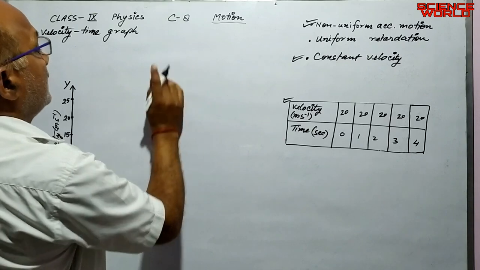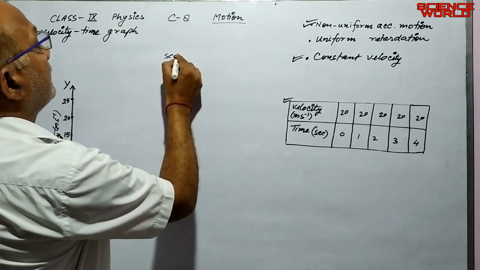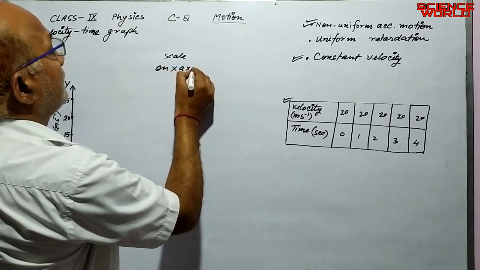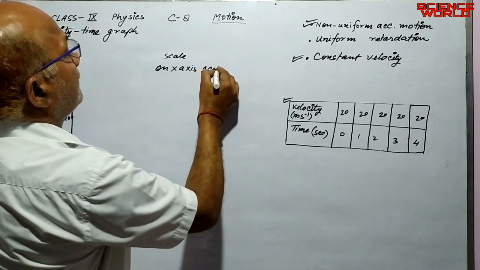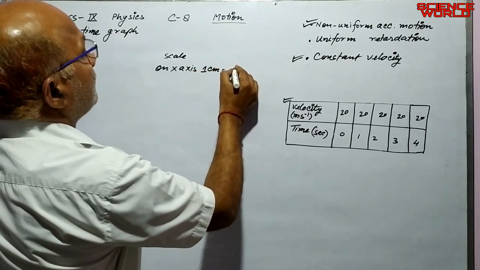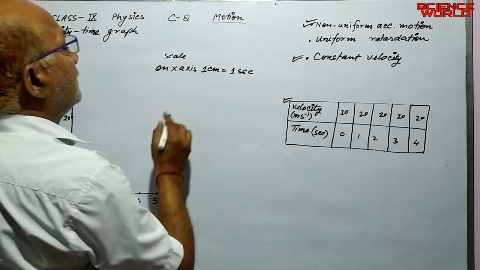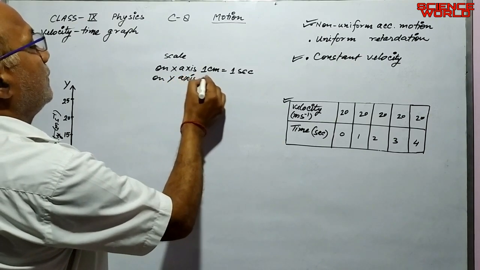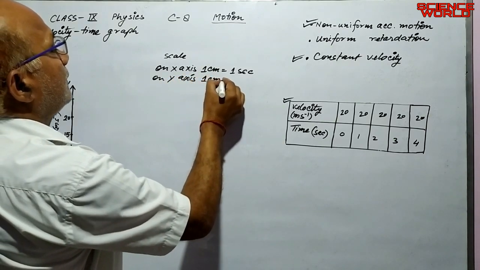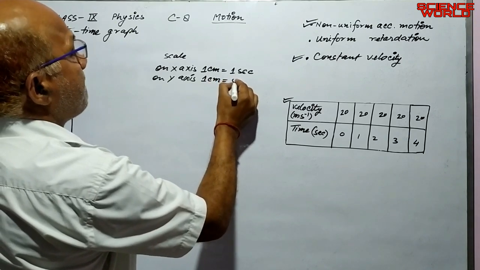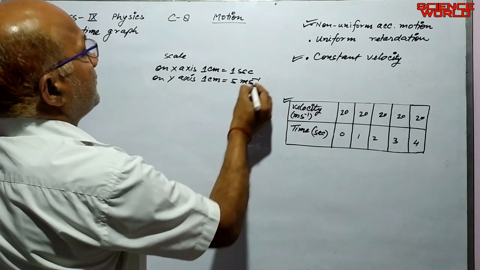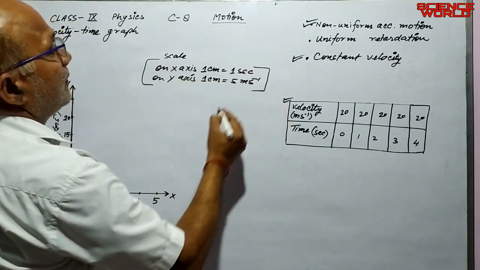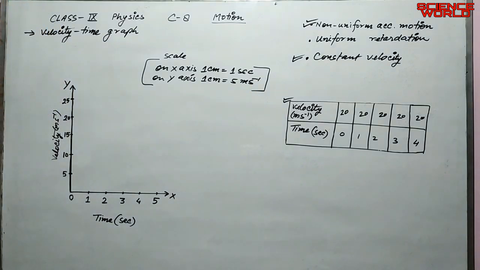So what is the suitable scale? On the x axis, 1 centimeter is equal to 1 second, and on the y axis, 1 centimeter is equal to 5 meters per second. By using this scale, we will draw the velocity time graph.